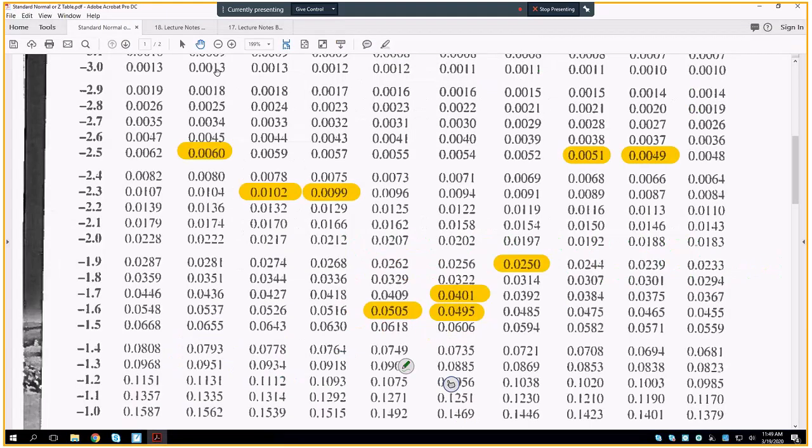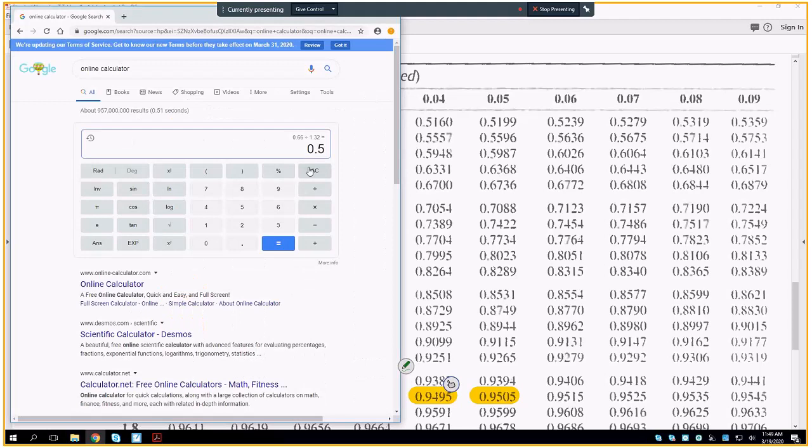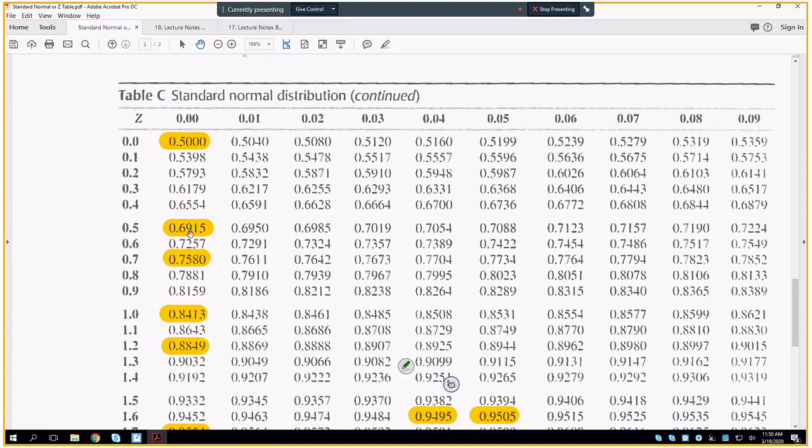I've got to scroll down, 0.5 should be 0.5199. Let me double check my calculation since I didn't highlight that one. Maybe I just forgot it. 9.97 minus 9.31 divided by 1.32, definitely 0.5. And what am I doing wrong? Oh, so I'm reading the table wrong. Here we are. 0.5 is here, 0.6915.